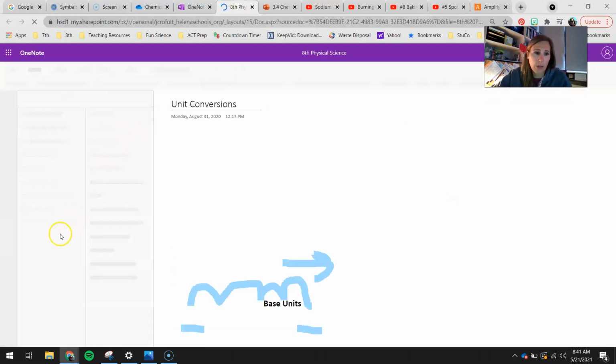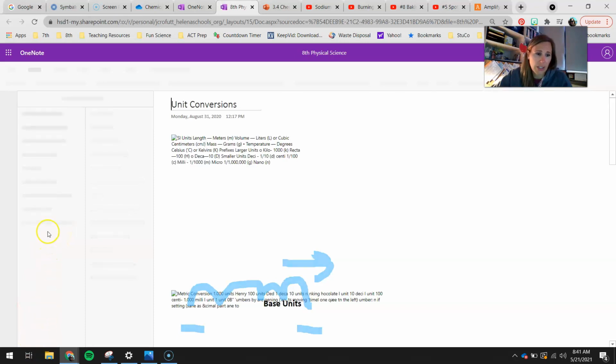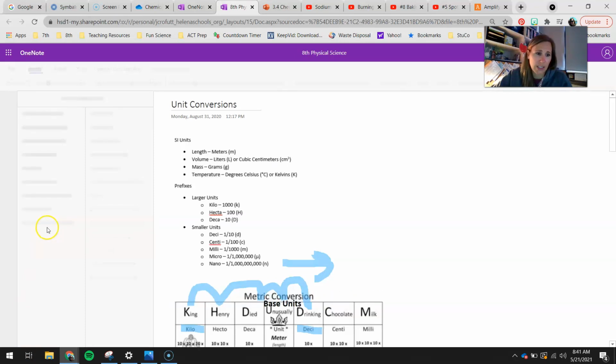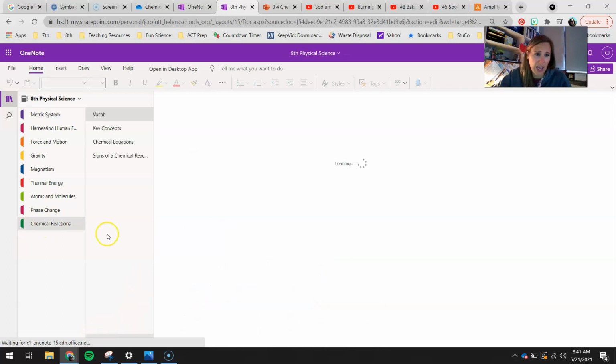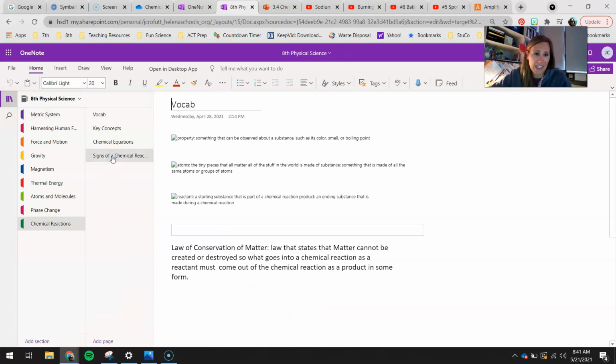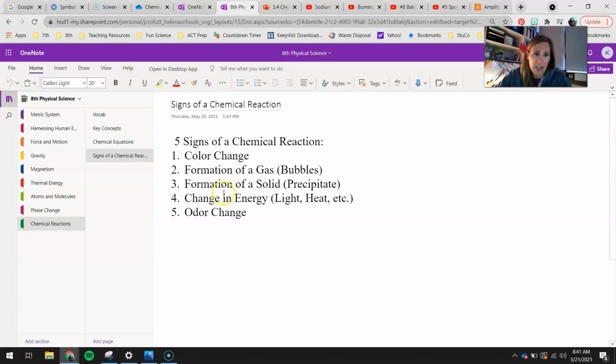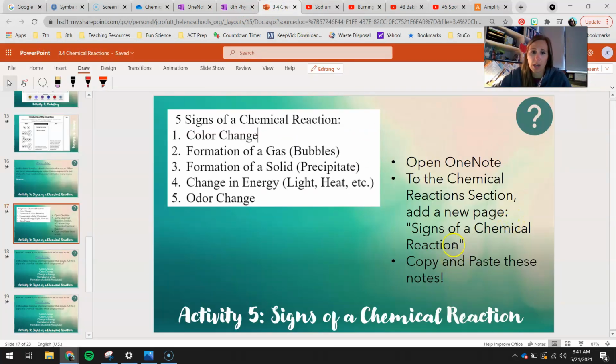So here's my OneNote. Under my section, chemical reactions, you're going to add a new section titled Signs of a Chemical Reaction. We're going to be using these all next week. So again, here's my chemical reaction section. You're going to go add page, then add signs of a chemical reaction, and go ahead and insert this little blurb of notes into your notebook. So go ahead, pause this video right now, take a chance to add these into your notebook, and when you're done, go ahead and flip your computers back forward.